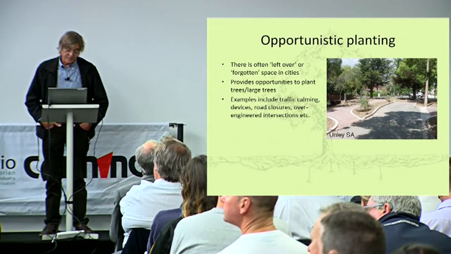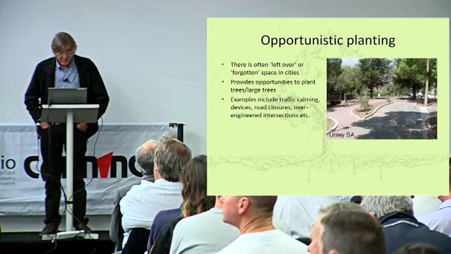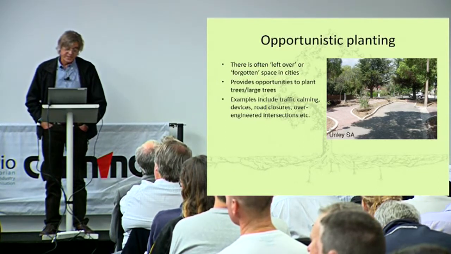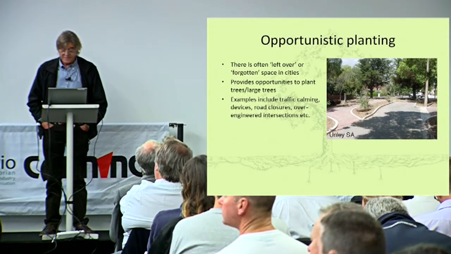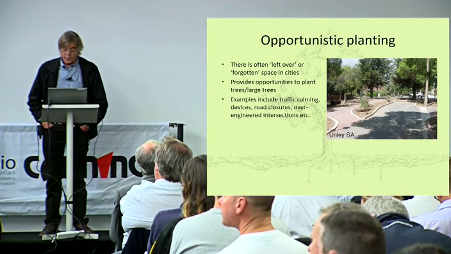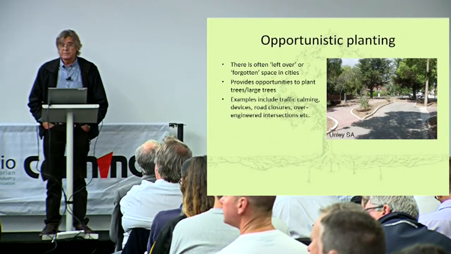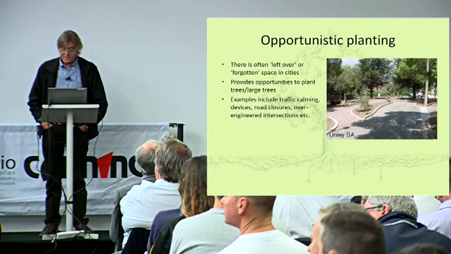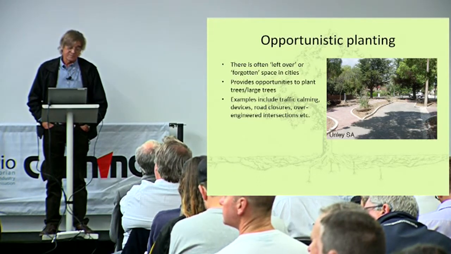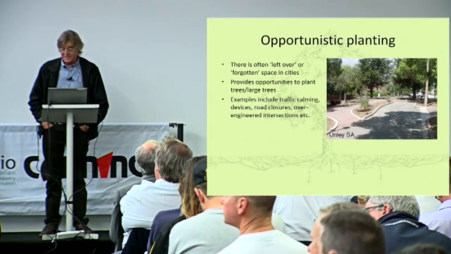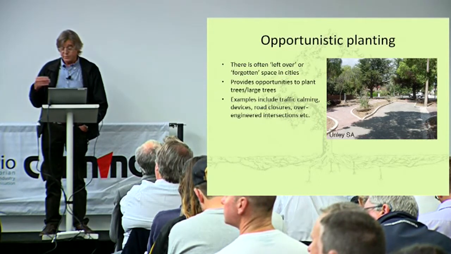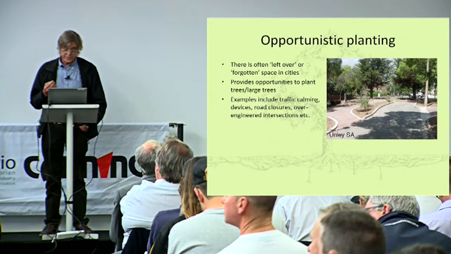Opportunistic planting. This is similar to that last slide, but often there are leftover places in the city where you can plant trees. One example in Adelaide: you've got whole suburbs with traffic calming measures and road closures. There's a lot of space there where you can actually plant trees where the roads have been closed off. And you can also integrate that with water sensitive urban design and other improvements.